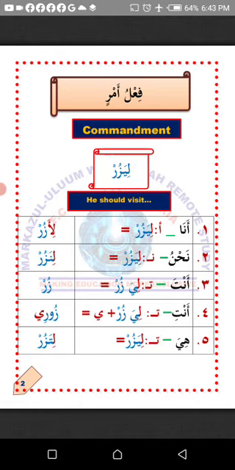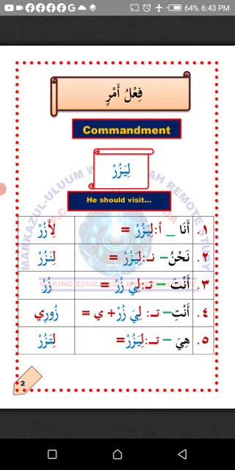Thalatha, number three. Anta, you, representing a single male person. So how do we change the verb liyazur to suit anta? All you need to do is to detach lamun and ya'un. So the verb liyazur will now become zur, which means visit. You can only use this to command a single male person to visit.